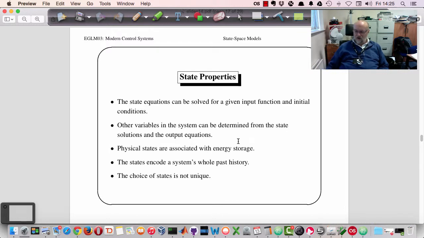In physical state variables, obviously there's some choice, but you don't have to label them necessarily the same way. Different orders are possible, but also you could come up with equations which had nothing to do with the physical variables in the system at all. And so there's no unique state equation for a particular given system.